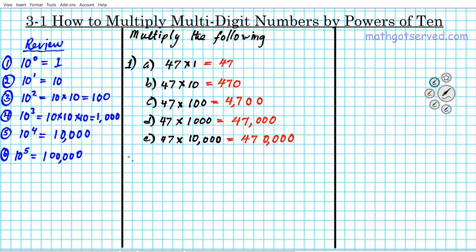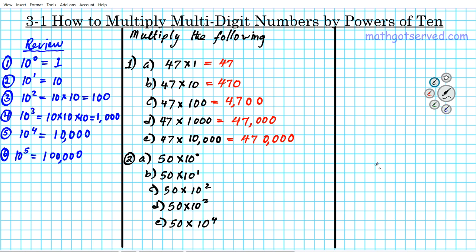Now let's take a look at another example where our powers of 10 are written in exponential form. So what if we have 50 times 10 to the 0? And we have 50 times 10 to the first power, 50 times 10 to the second, 50 times 10 to the third, and then 50 times 10 to the fourth. All right, let's go ahead and try these out.